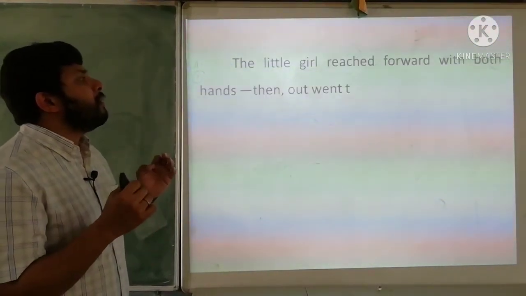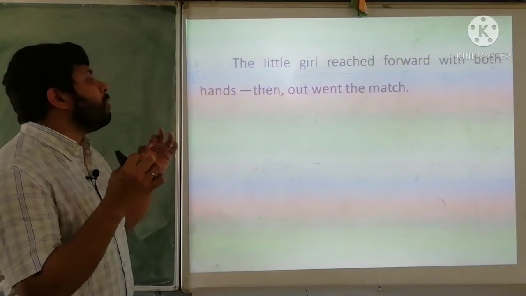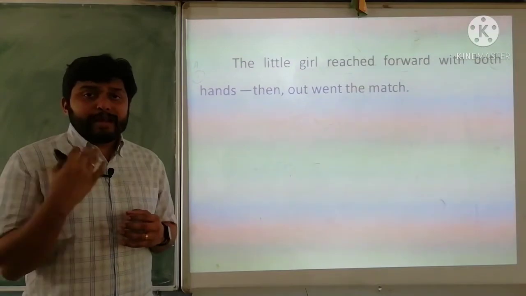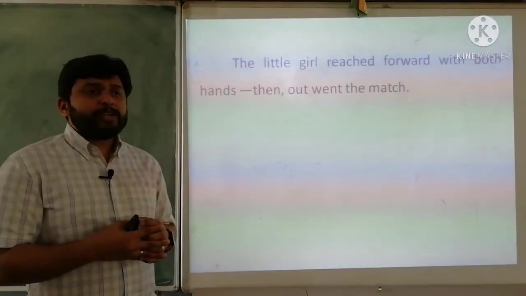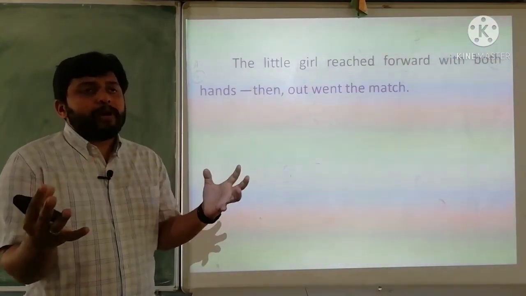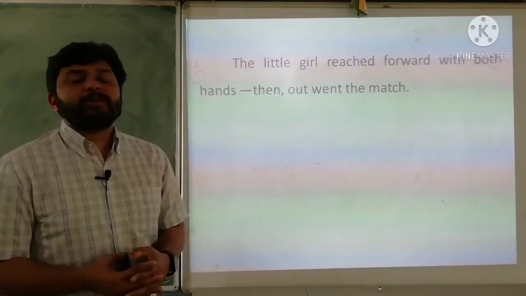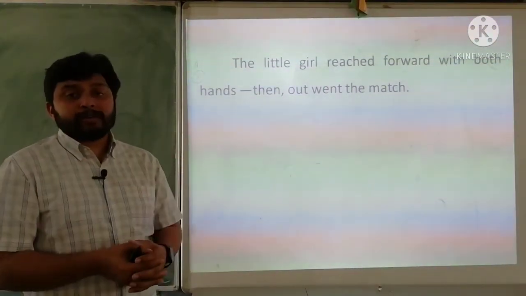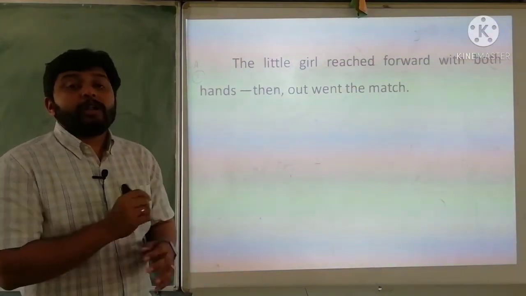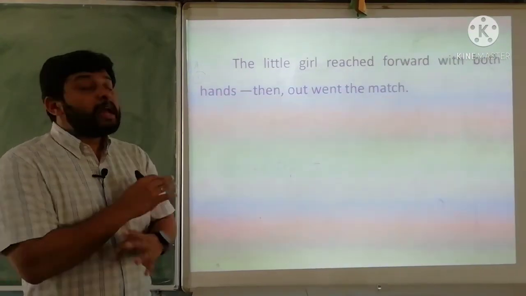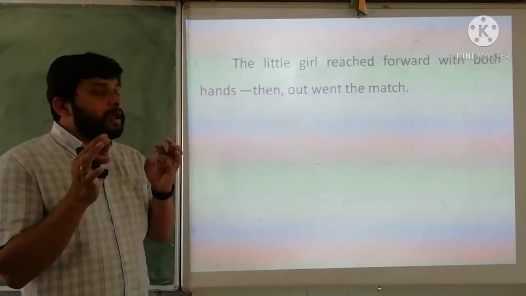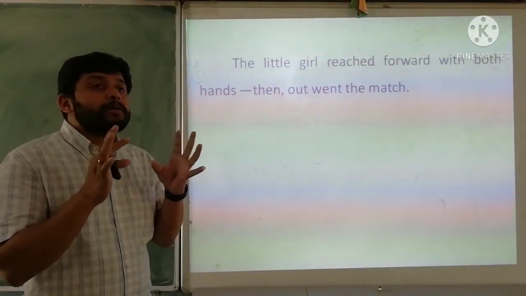Now the little girl reached forward with both hands, then out went the match. She was so interested in the Christmas tree that she just stood up and started to move towards it with both hands open. She was trying to reach up to the Christmas tree. By the time, out went the match. Now there were no more Christmas trees, no more candles, no more beautiful decorative items, but only cold and darkness.